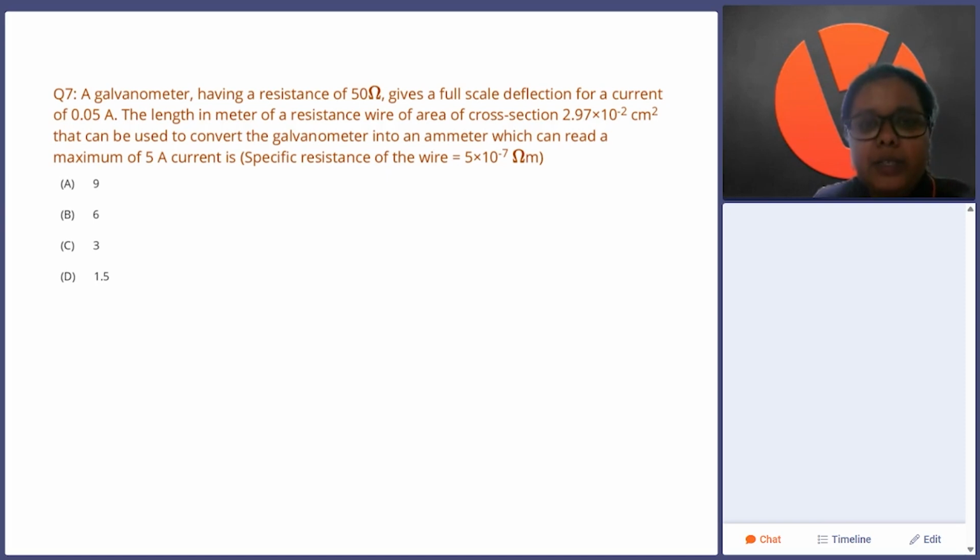A galvanometer having a resistance of 50 ohm. So what they meant here is galvanometer resistance is 50 ohm, gives a full scale deflection for a current. So whenever galvanometer is giving the full scale deflection, we used to consider it as the galvanometer current 0.05 ampere.